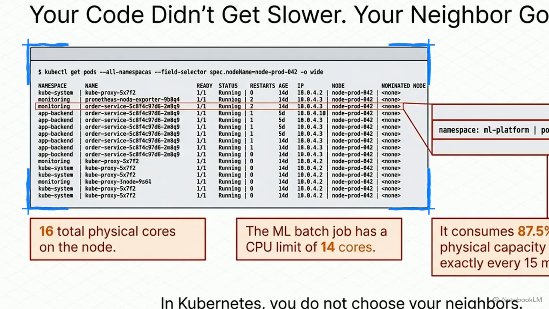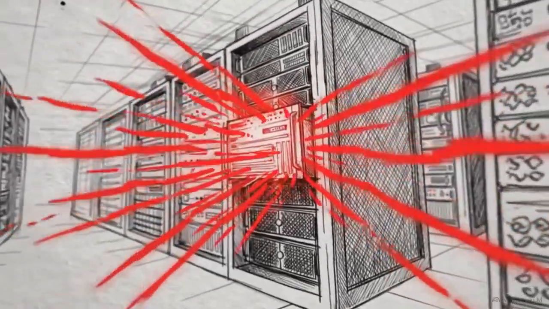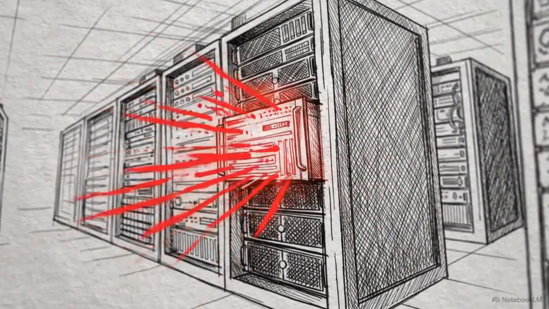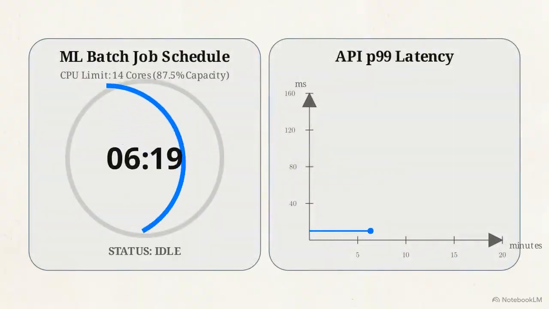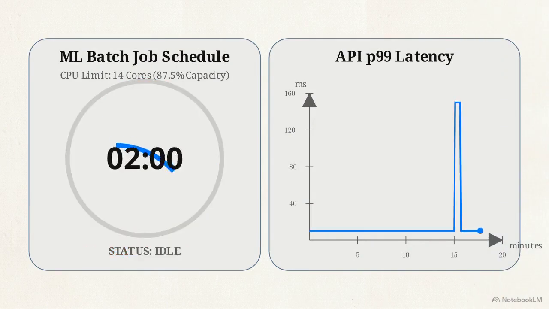This Kubernetes pod list shows 16 separate containers sharing the exact same physical hardware. One of those pods is a machine learning training batch job carrying a CPU limit of 14 cores, running on a 16-core machine. That specific batch job consumes 87.5% of the node's physical CPU capacity. It runs for exactly 30 seconds. It triggers exactly every 15 minutes. The schedule maps directly to the API's latency degradation.